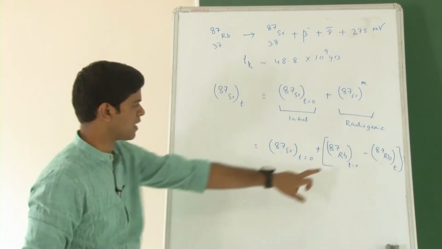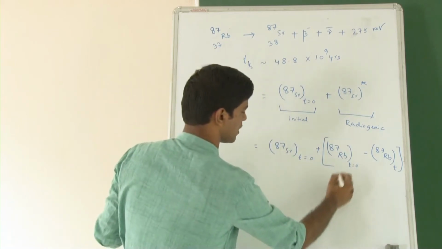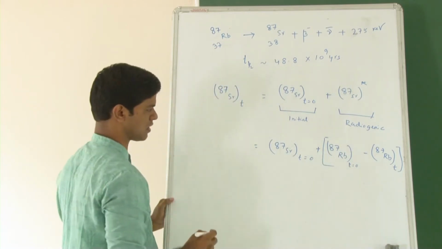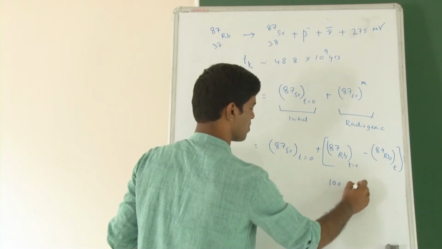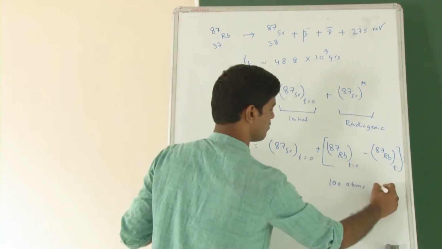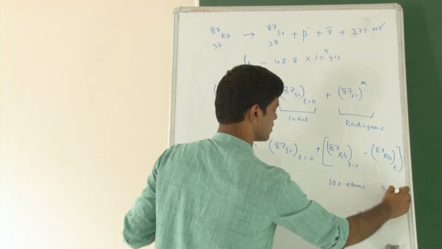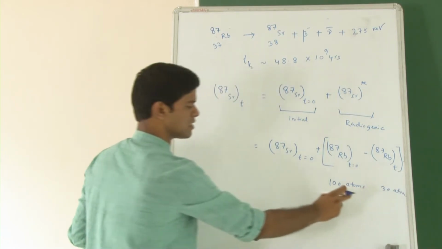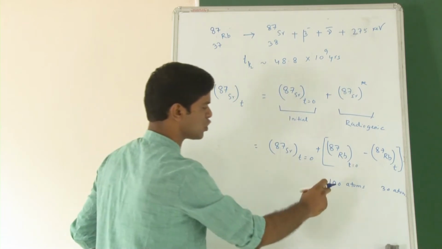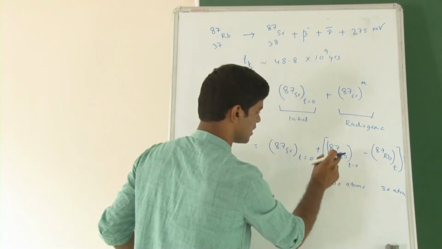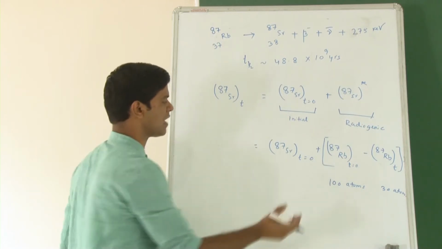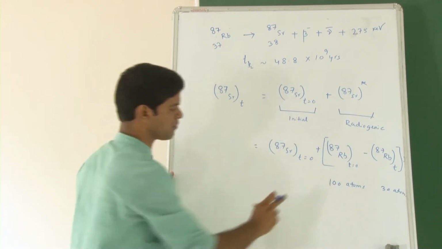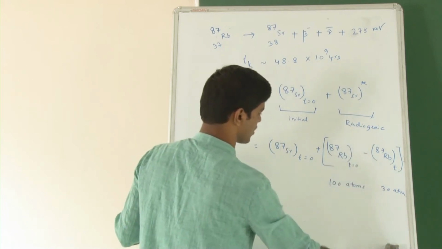right. So, let us say at any point of time, when the system was at T equal to 0, we had 100 atoms, and now we have 30 atoms. So, the difference, which is 70 atoms, means 70 atoms of 87 rubidium have decayed and produced 87 strontium. That is why we have written this difference term.